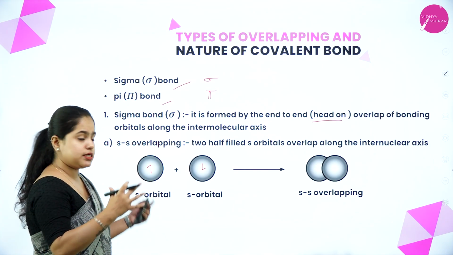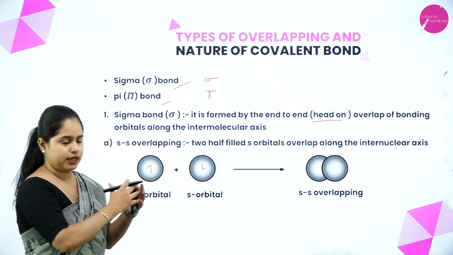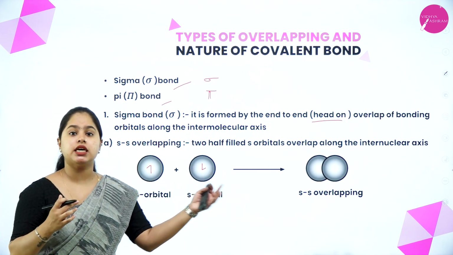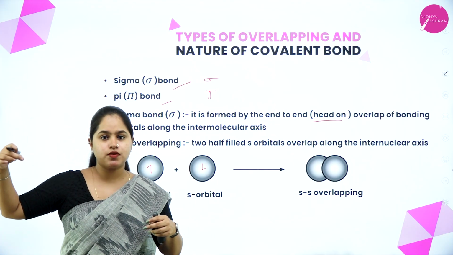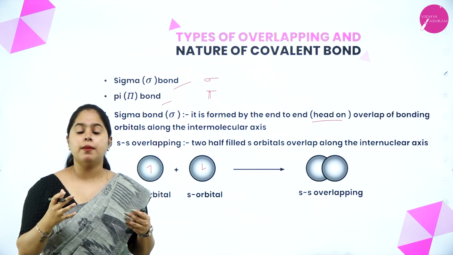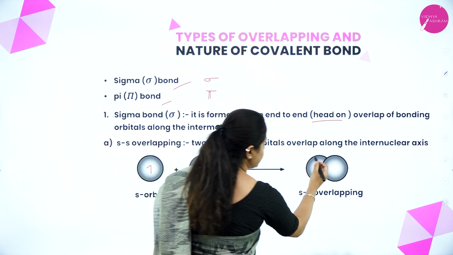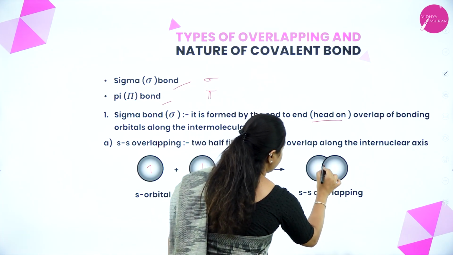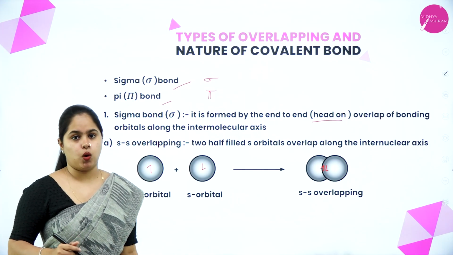Now, what happens? They overlap with each other. That is head-on overlapping happening along the internuclear axis. The internuclear axis is the axis passing through the nuclei of both of these orbitals, right? So the two orbitals overlap with each other. As you can see here, now the two electrons will be paired. This is called s-s overlapping.